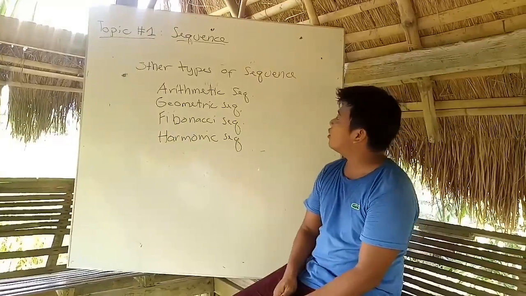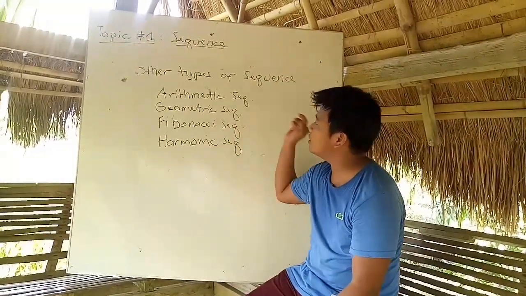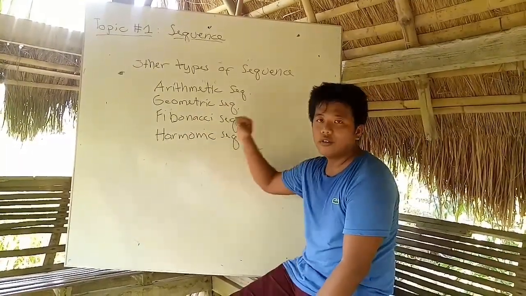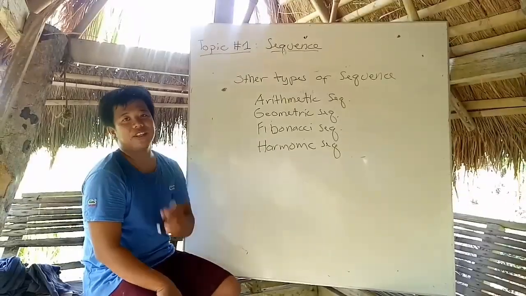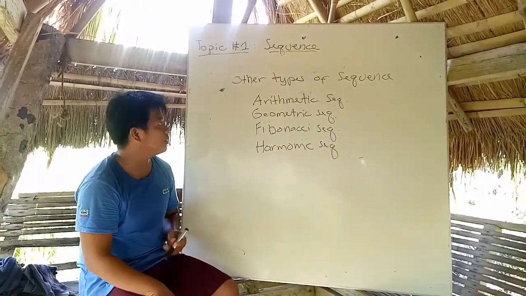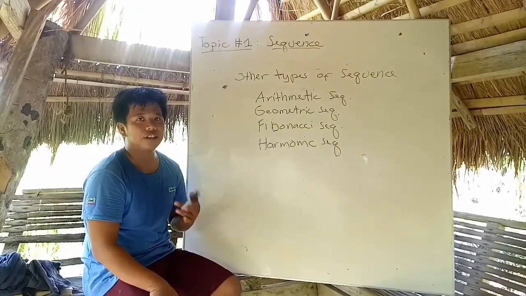There are other types of sequence. We have arithmetic sequence, geometric sequence, Fibonacci sequence, and harmonic sequence. For my next video, I'm going to discuss to you the other types of sequence.